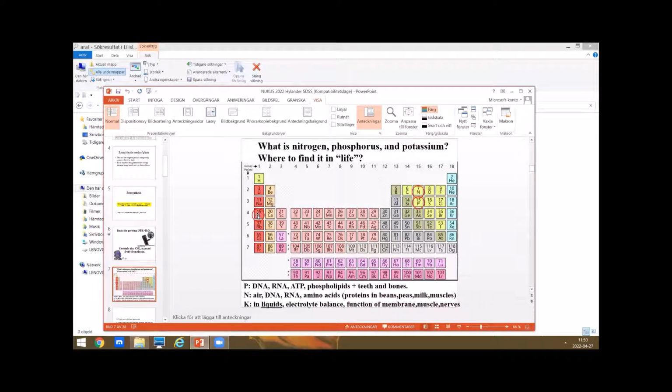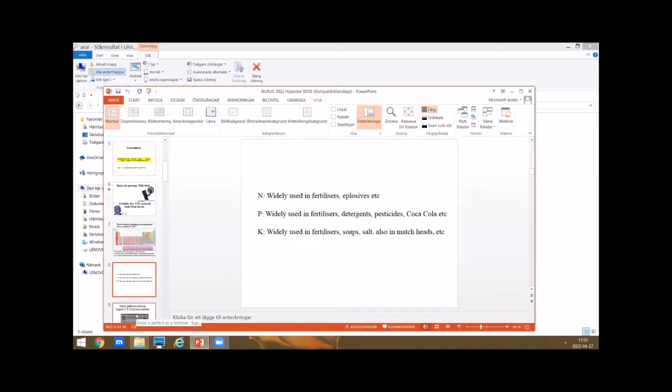And potassium we have in liquids. It's an electrolyte for balancing the cell functions and so on. And it's important to keep it in with the membranes. So it's getting not too little, not too high potassium content in the cells. We have it in muscles and in nerves.